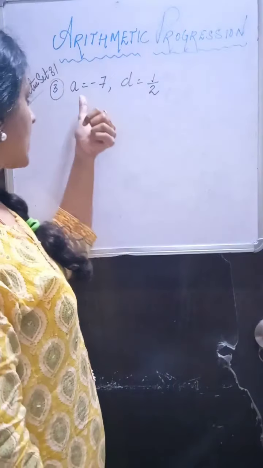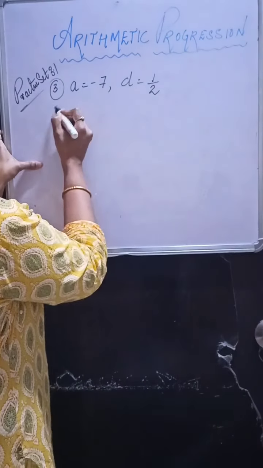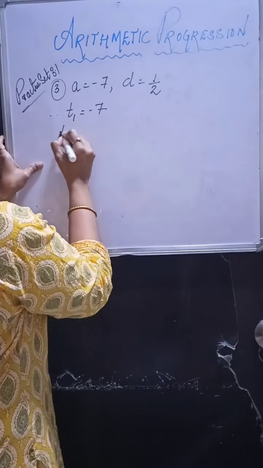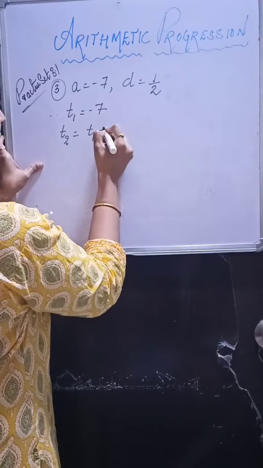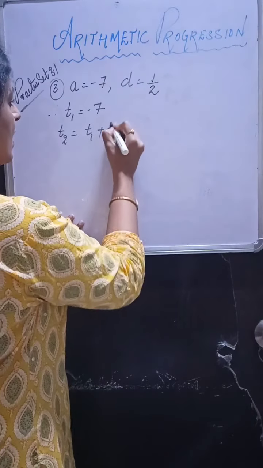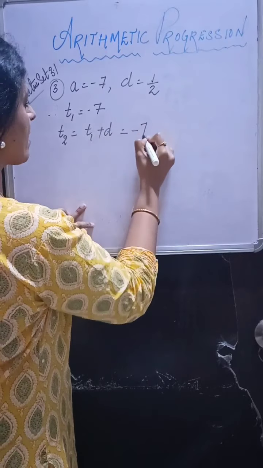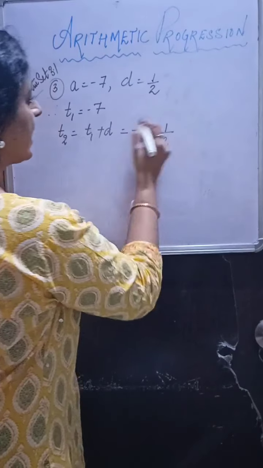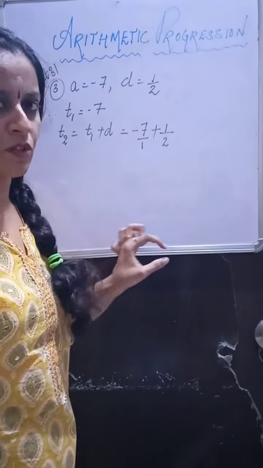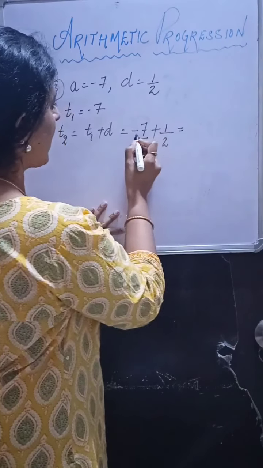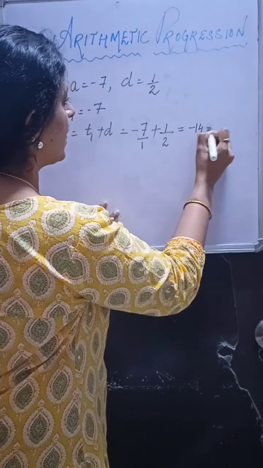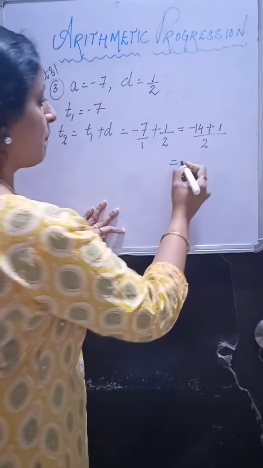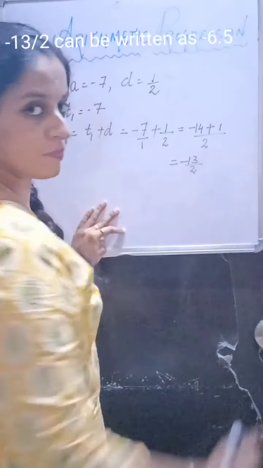Over. Okay. Coming to the next question. Question number 3. First term A is given as minus 7. So we will write, therefore, T1 is equal to minus 7. What will be T2? T2 will be T1 plus common difference D, which is equal to minus 7 plus common difference given as 1 upon 2. Kindly do the operation. Here no denominator means 1. Cross multiply. Minus 7 into 2 is minus 14, plus 1 upon 2, which is equal to minus 13 upon 2.